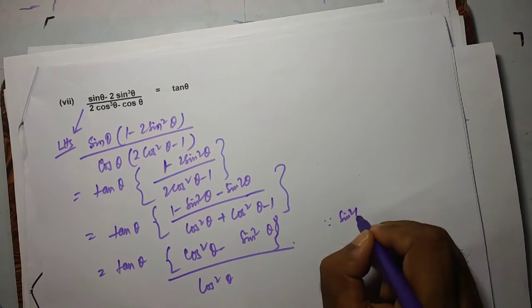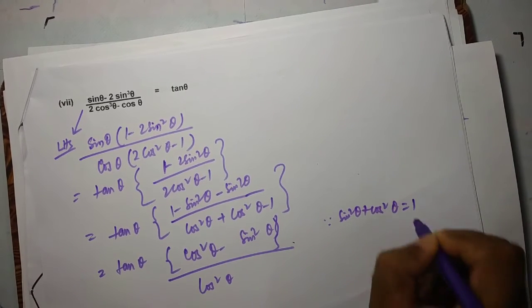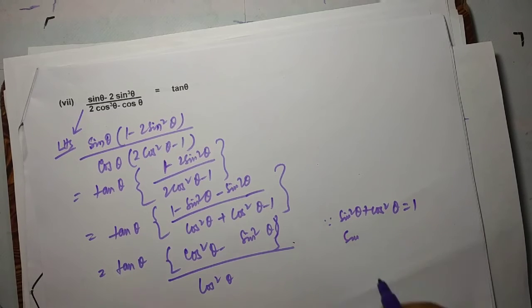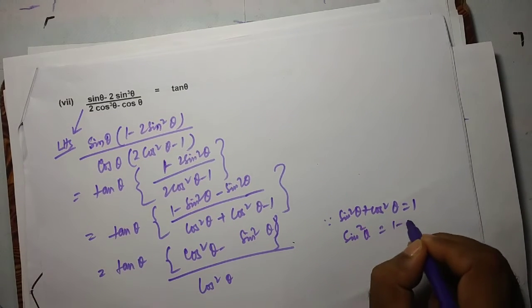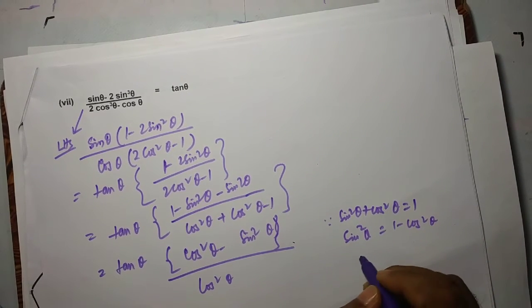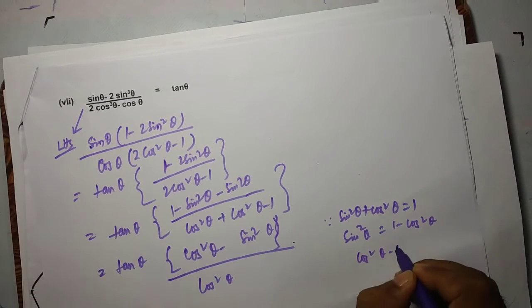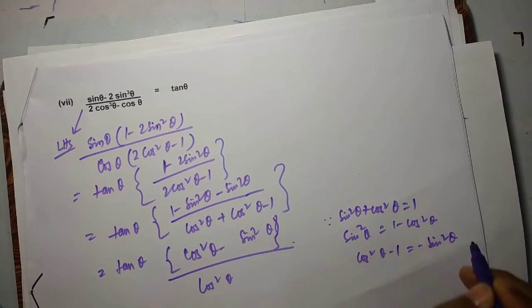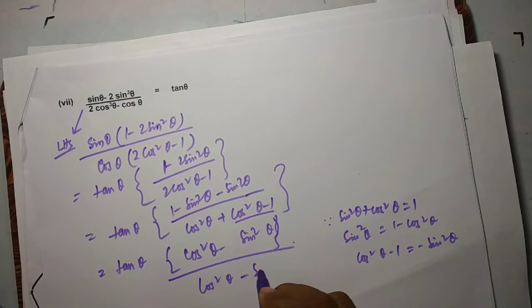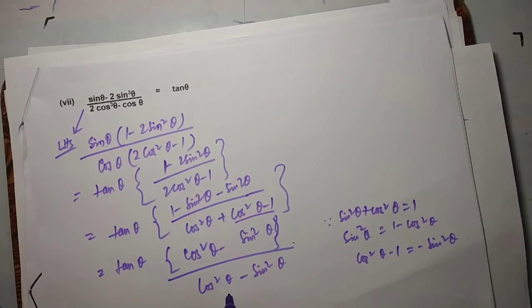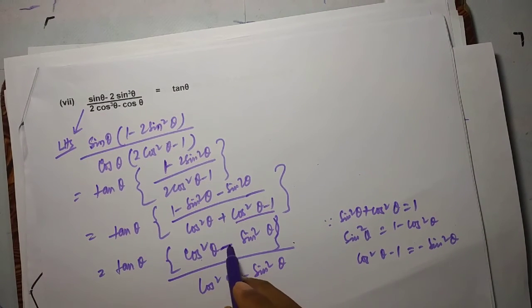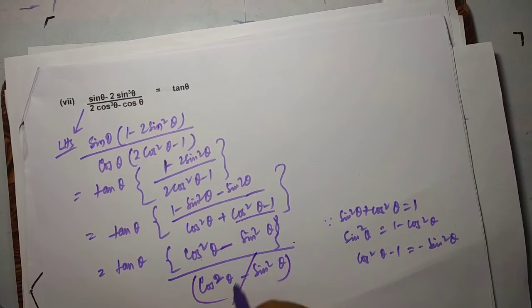because sin square theta plus cos square theta equals 1, so sin square theta equals 1 minus cos square theta, or you can write cos square theta minus 1 as minus sin square theta. So for this case, this is minus sin square theta. Now you see, the numerator is cos square theta minus sin square theta, and the denominator is also cos square theta minus sin square theta. So both get cancelled, and the result is only tan theta. Okay, proved.